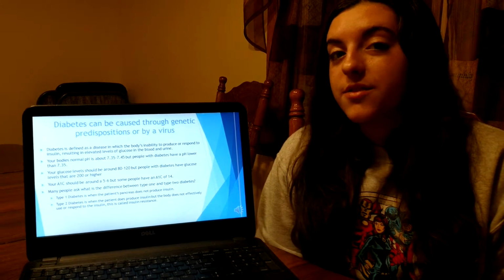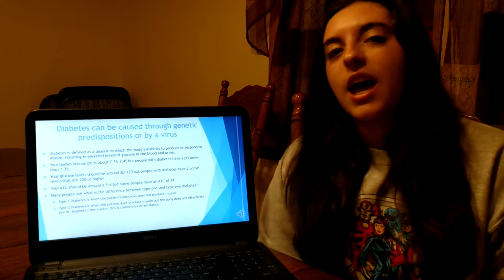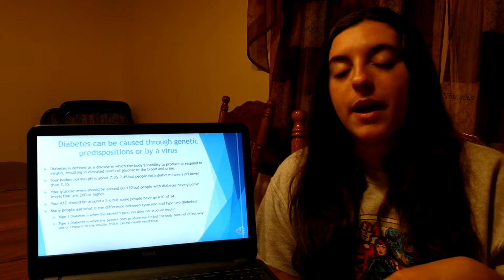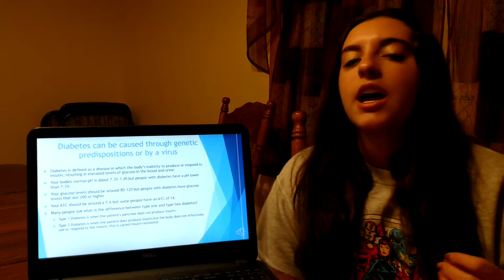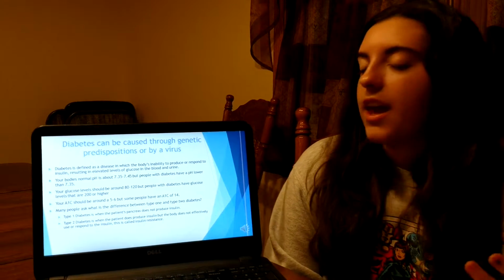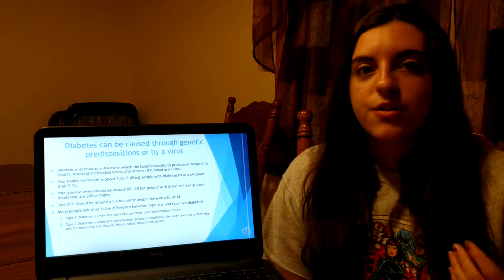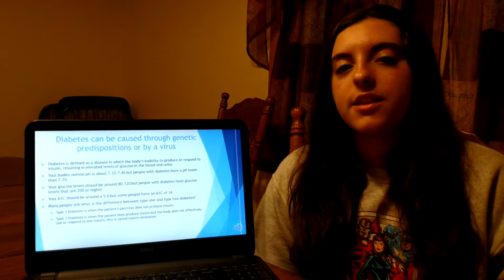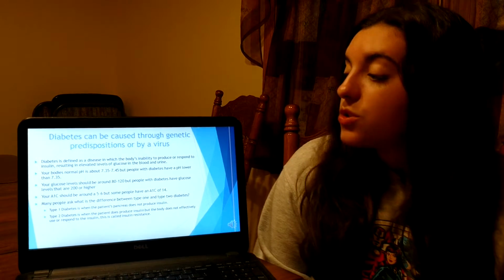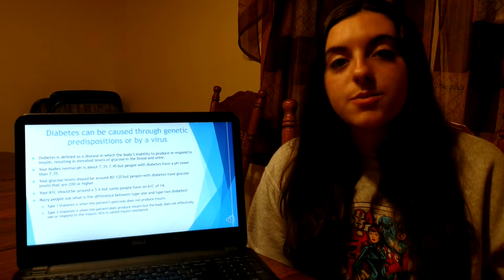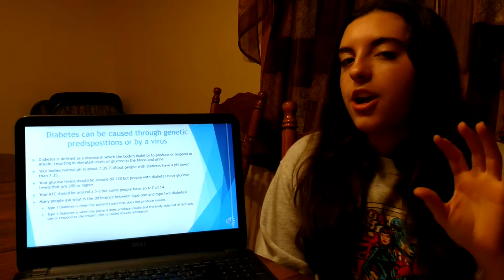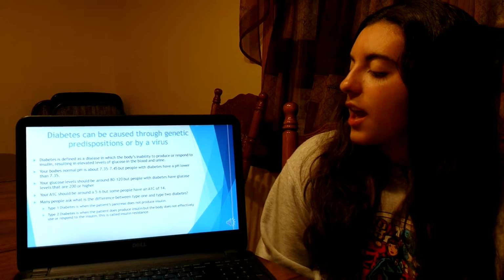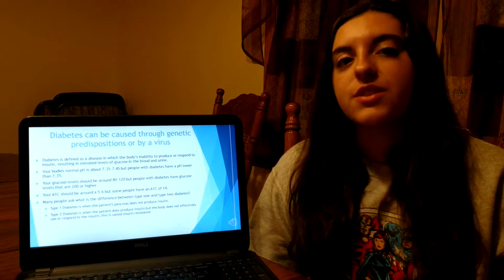Many people ask what's the difference between type 1 and type 2 diabetes. The difference is people with type 1 diabetes, their pancreas does not produce insulin, and so they have to have artificial insulin in order to be able to utilize the glucose that they get in their food. While with type 2 diabetics, their pancreas does produce insulin, but their body does not know how to respond to that insulin, and so they build up this thing called insulin resistance.